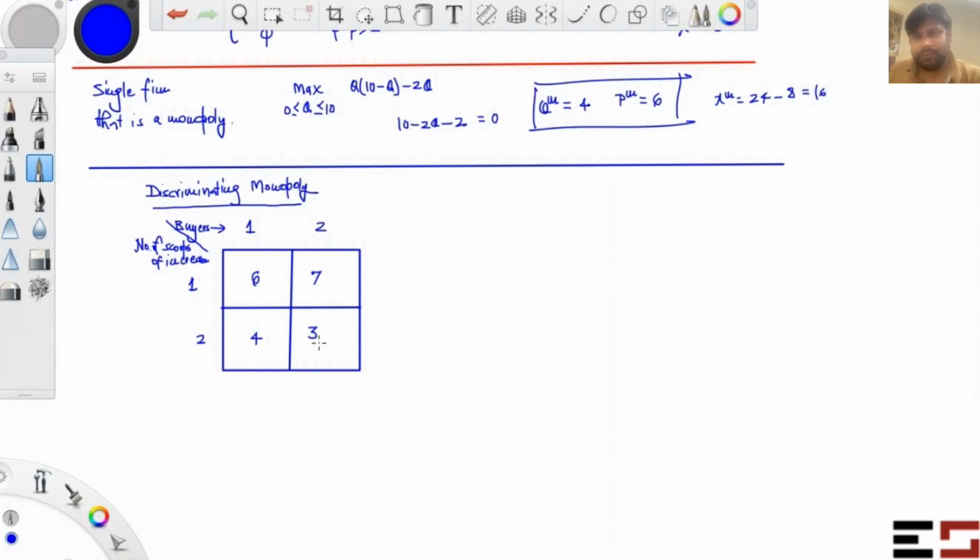Sir, can he price discriminate? No, because I haven't introduced what discrimination is yet. So right now I'm just talking about a simple monopoly equilibrium. The monopolist will just set a single price per scoop. So what per scoop price should the monopolist set so that he maximizes his profit?